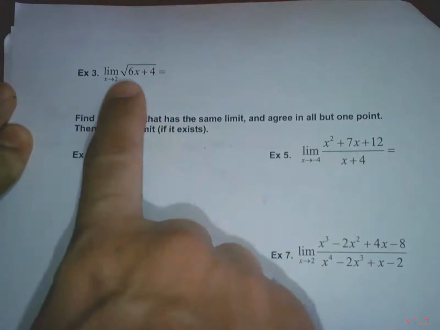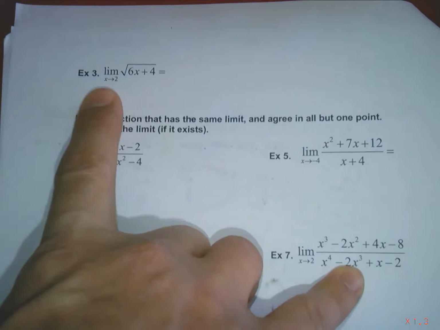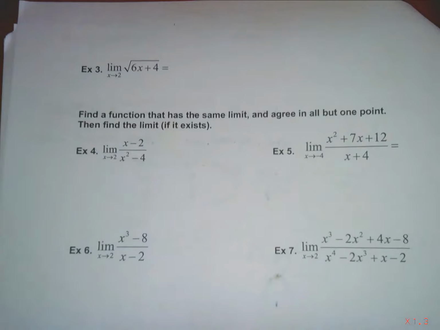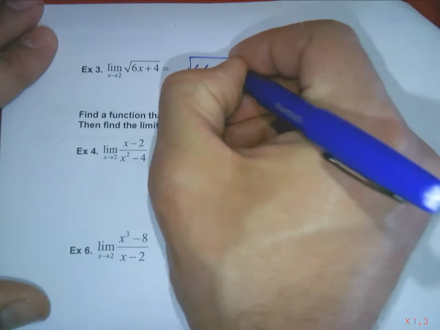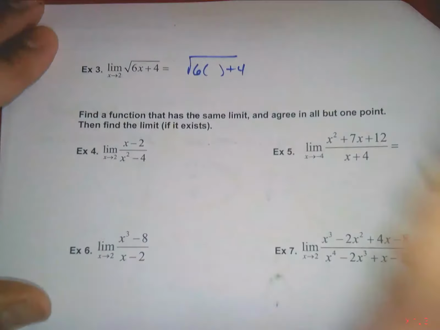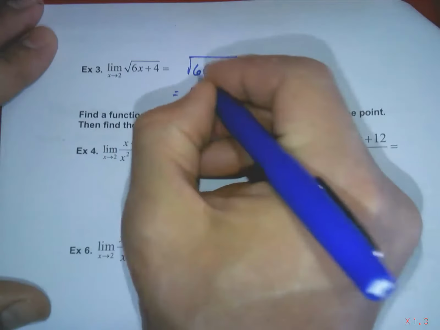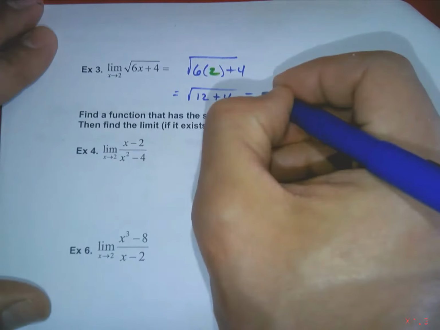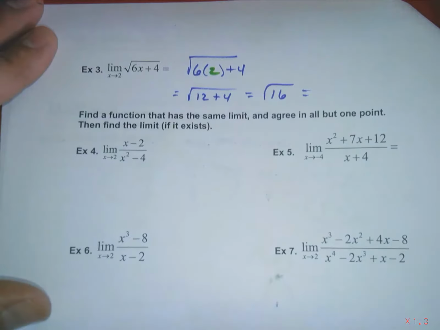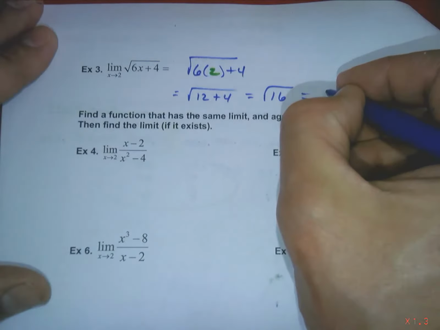Example 3, I want to find the limit of this function. I got the square root of 6x plus 4 as x approaches 2. Well, just plug it in. I got 6x plus 4, and where the x is, I'm going to plug in 2. 6 times 2 we know is 12. 12 plus 4 is 16. What's the square root of 16, guys? Just how much? 4. Just 4.